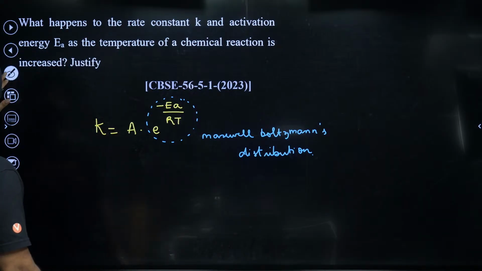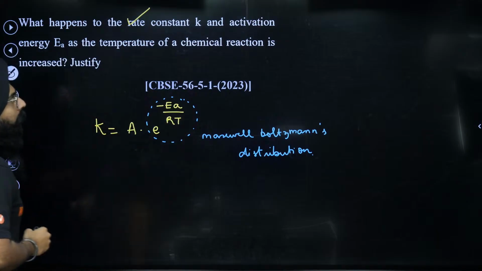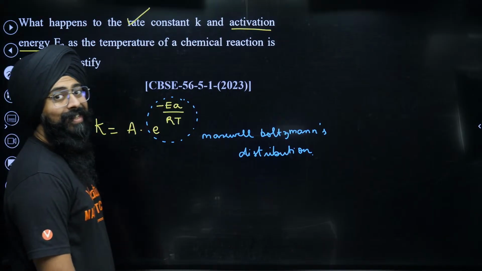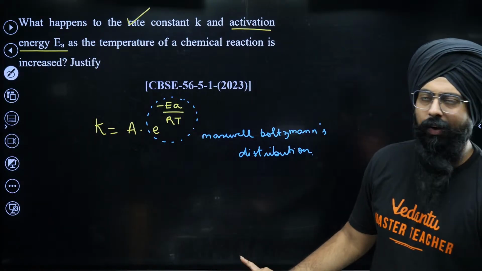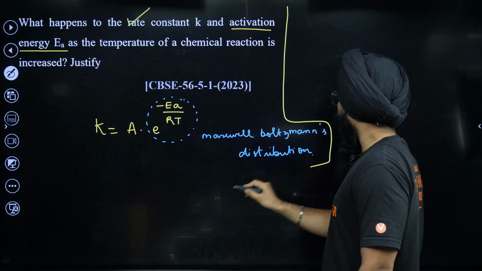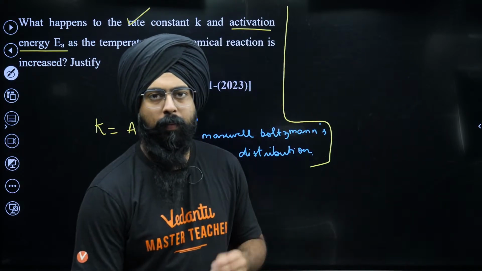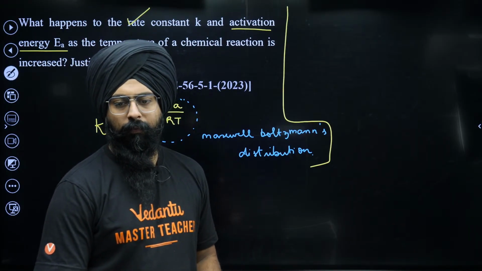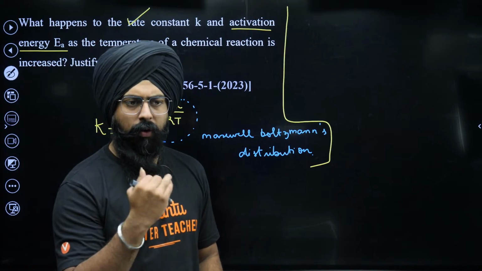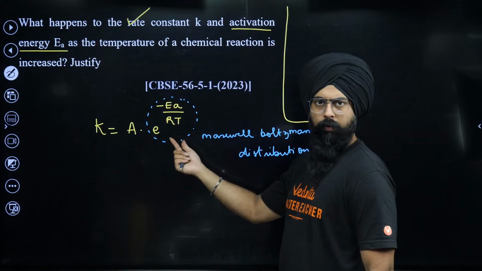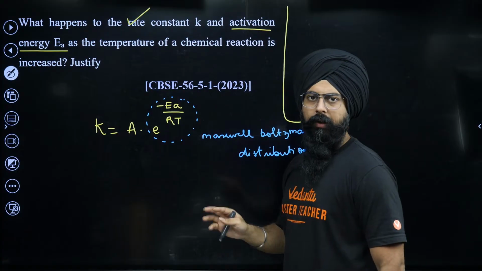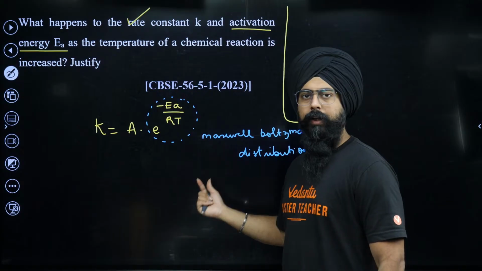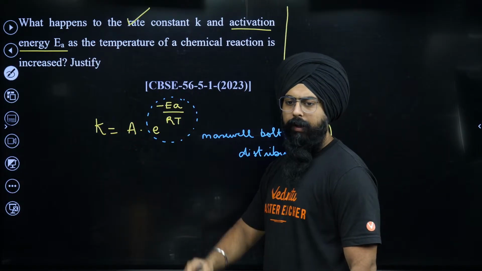So we now understand what happens to the rate constant when the temperature is increased. What about activation energy? Rate constant, you understand. What do we write about activation energy? You can write it in a smaller manner also. You can write this equation, point to this part and say fraction of particles more than activation energy. So when temperature increases, the number of particles with activation energy increases, therefore K increases. If you write that much, you will get marks.